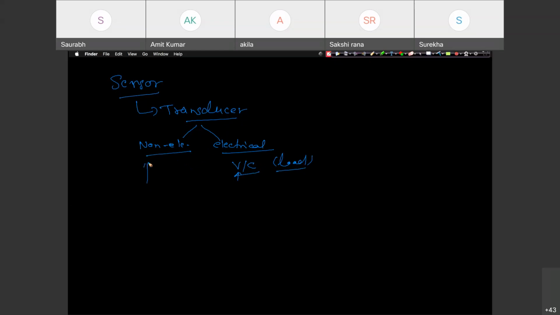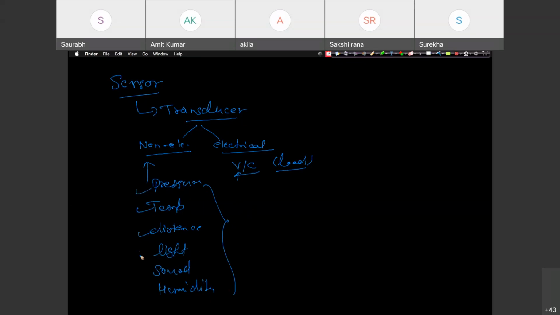This non-electrical parameter could be pressure, temperature, distance, light, sound, humidity, any number of parameters in the real world, right? All these parameters are analog in nature. These are varying with time.